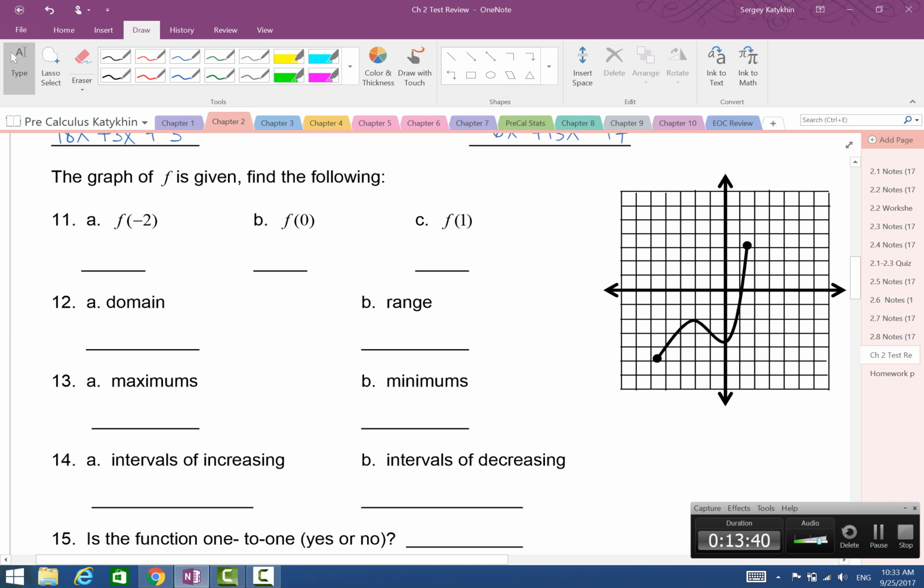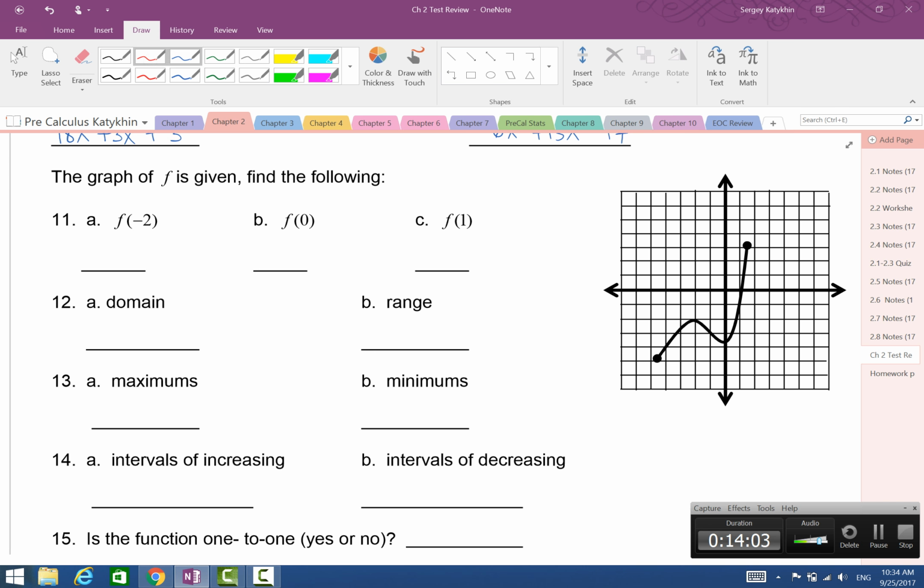Alright, 11 through 15, use the function here on your right. So we have to use everything we see on the right using that function to answer these questions. The first one, number 11a, says f of negative 2. What this is saying is that if you were to take x as negative 2 and plug it into the function, what would be your output?